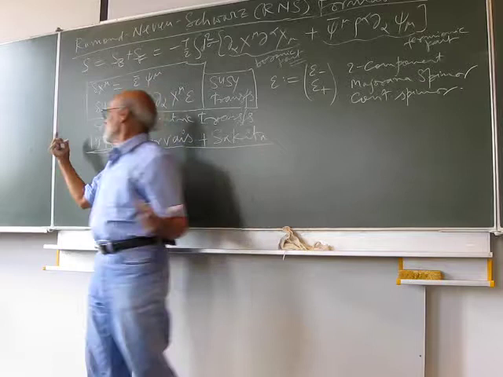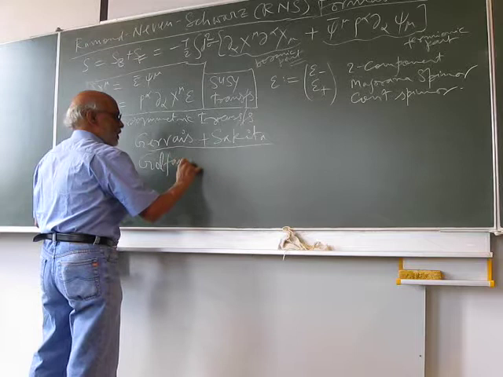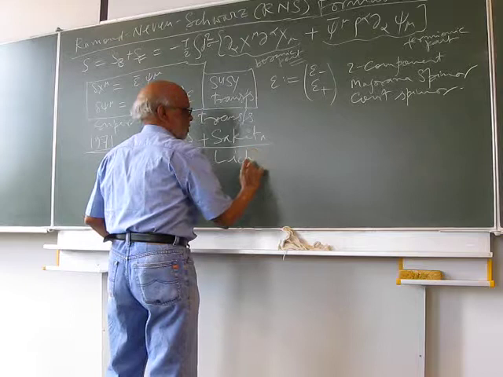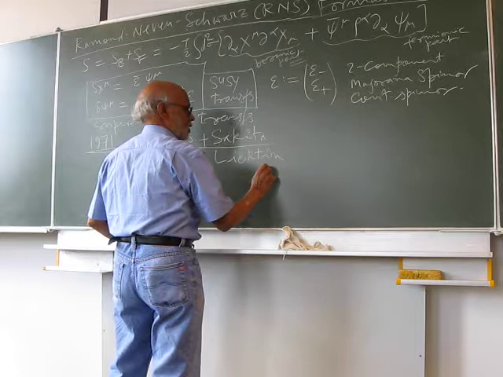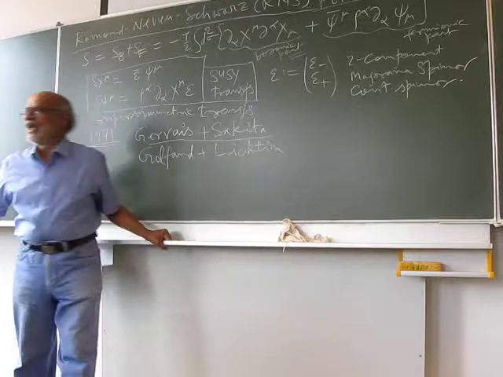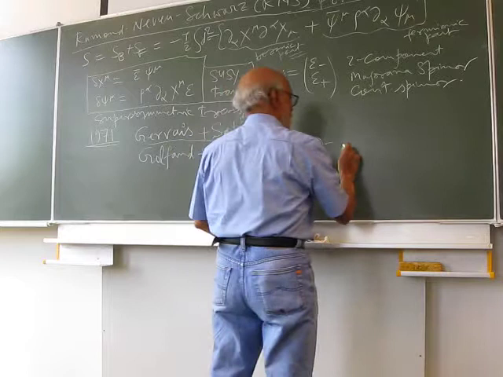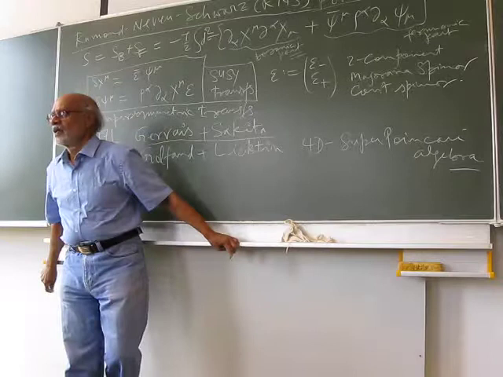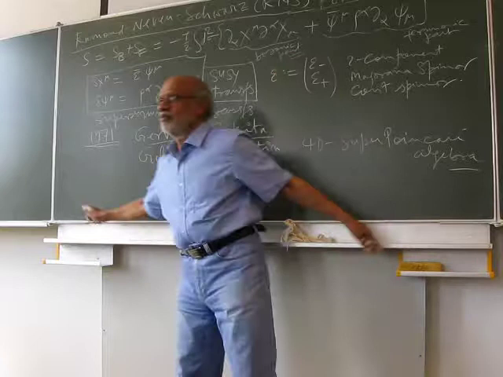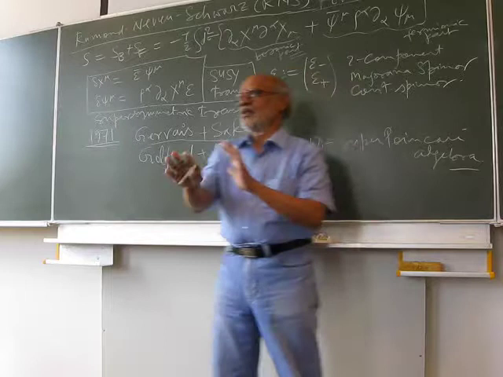And of course, these two names, Mr. Golfand and Mr. Likhtman. If I make mistakes, you can correct the spellings. These two names, Golfand and Likhtman, they are Russian physicists. They discovered the four-dimensional super Poincaré, and they were around the same time. And these guys discovered that there could be a transformation that could relate bosons to fermions and fermions to bosons.